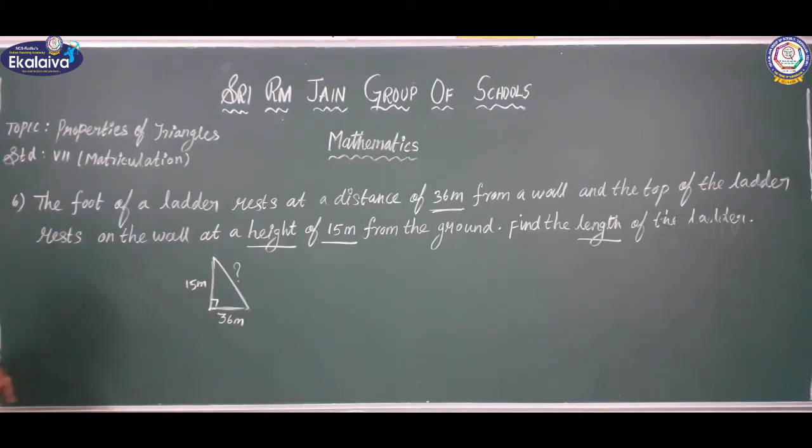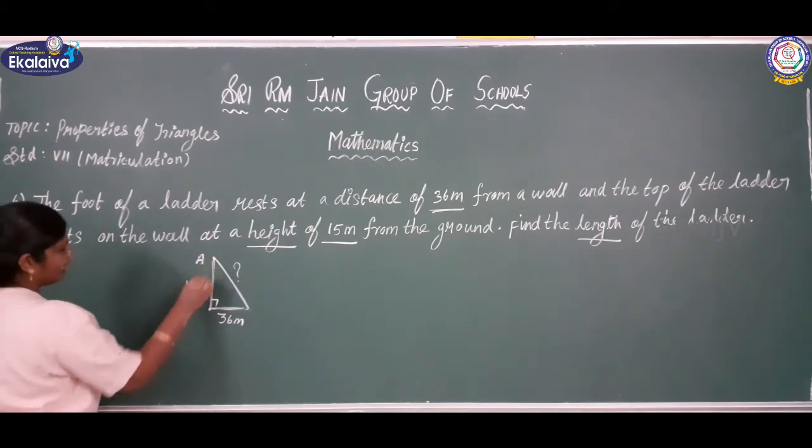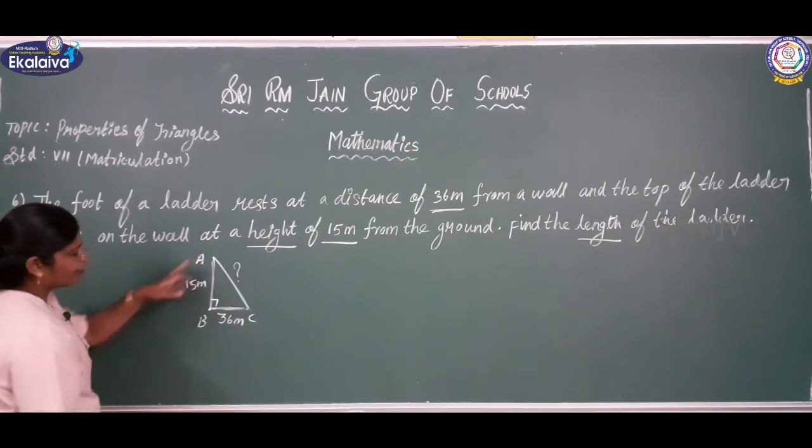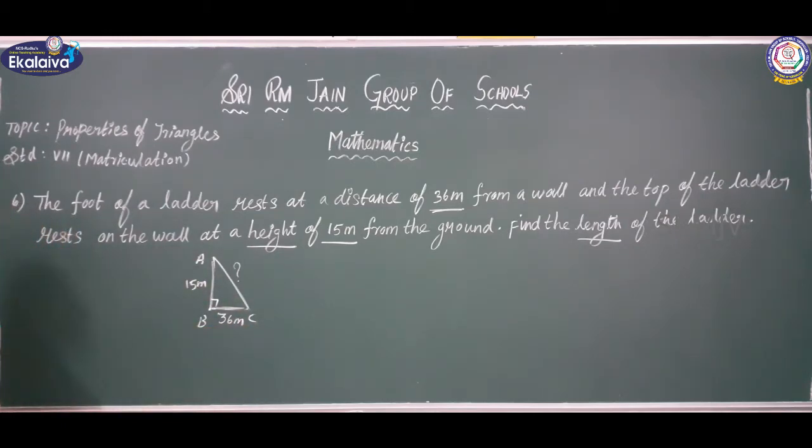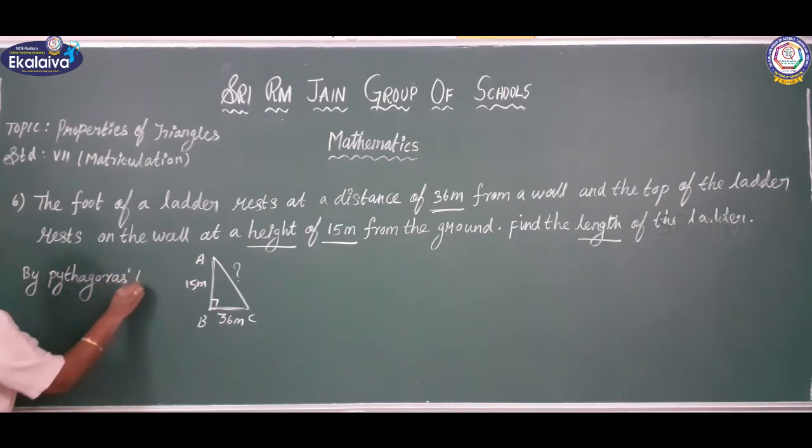This is a right angle triangle, so just naming it A, B, C. Here we need to find out the length of AC. Length of AC represents the length of the ladder. What are we going to use here? Pythagoras theorem.